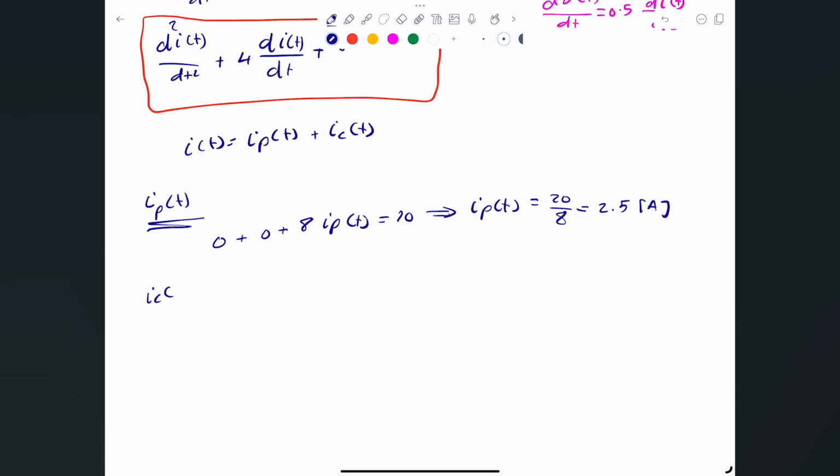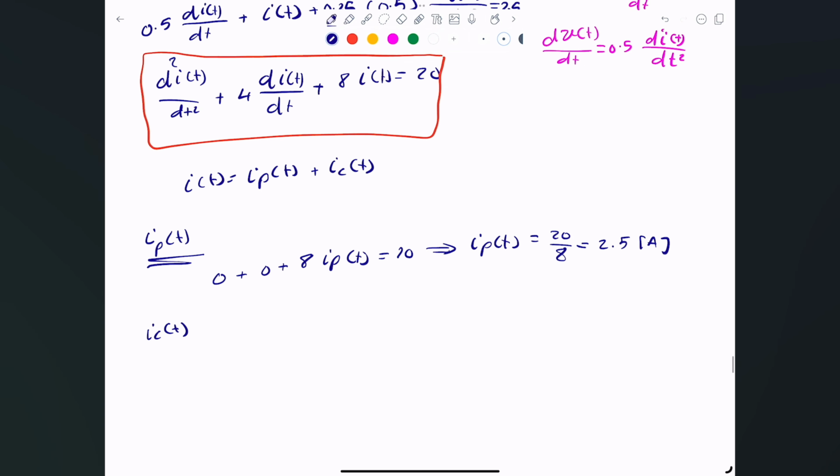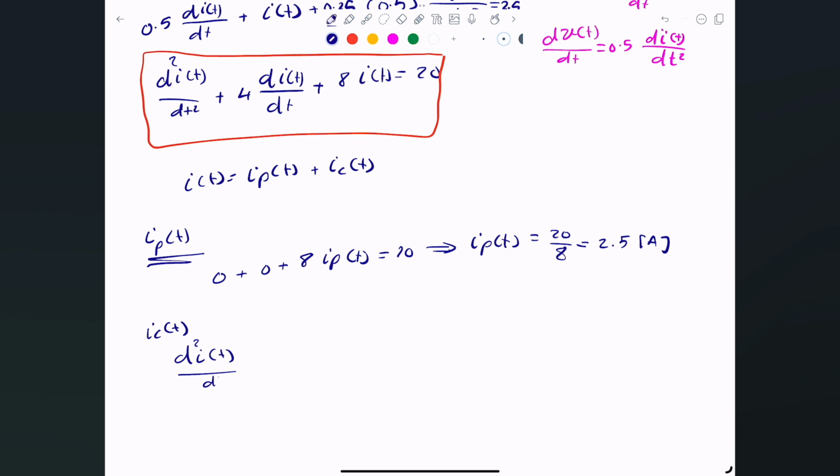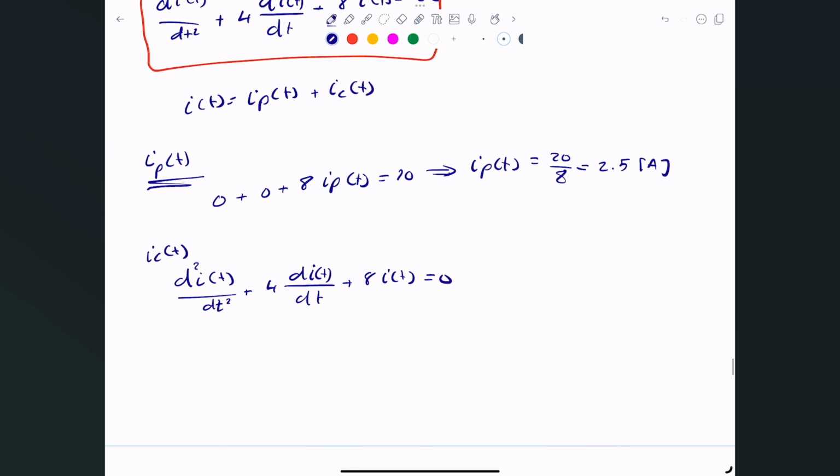What about the complementary solution? Well, the complementary solution is based on the homogeneous equation. That's the second derivative of I of t plus 4 times the first derivative of I of t plus 8 times I of t equals 0. So that's the homogeneous equation. We'll end up with the characteristic equation of s squared plus 4s plus 8 equals 0.